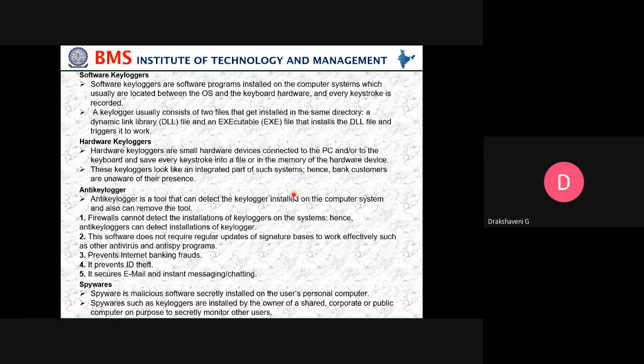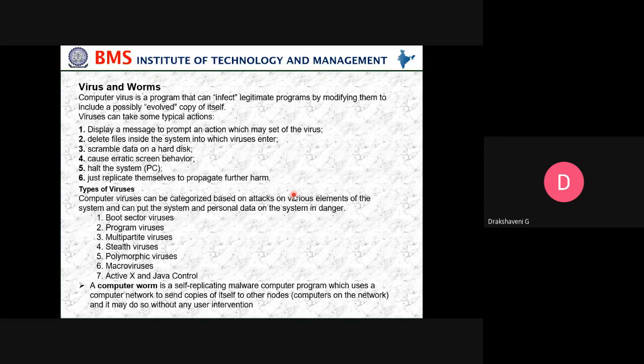And then what is spyware? Spyware is a malicious software secretly installed on the user's personal computer. Spyware such as keyloggers are installed by the owner of a shared corporate or public computer on purpose to secretly monitor other users. Next, we move on to viruses and worms.